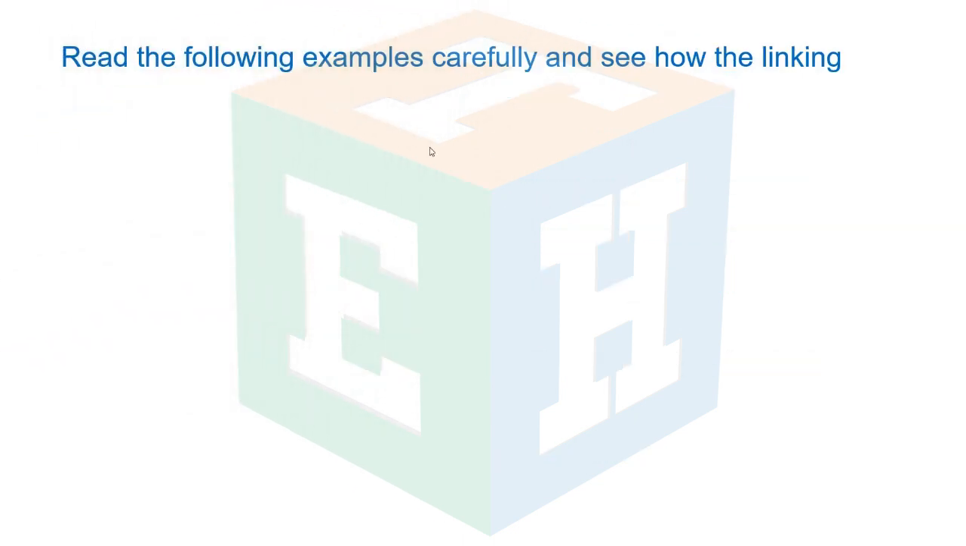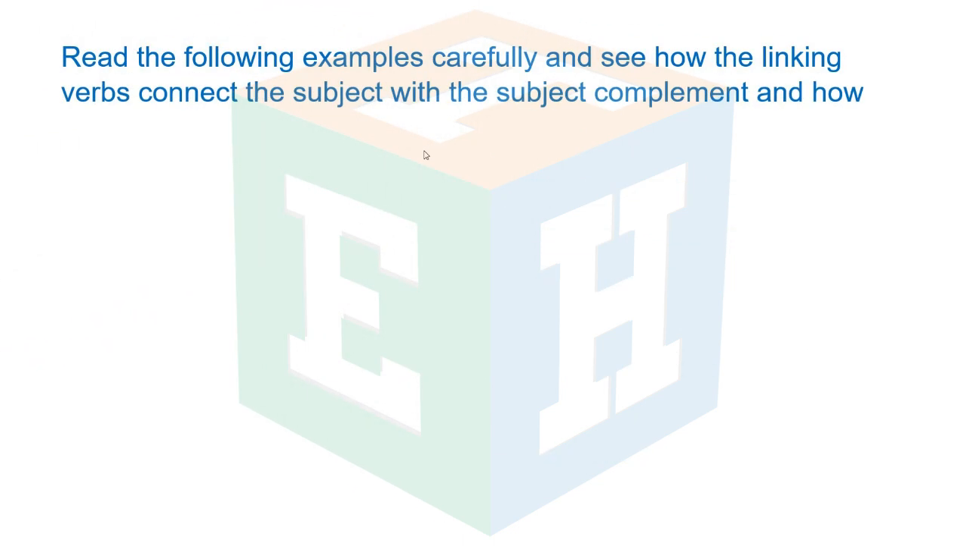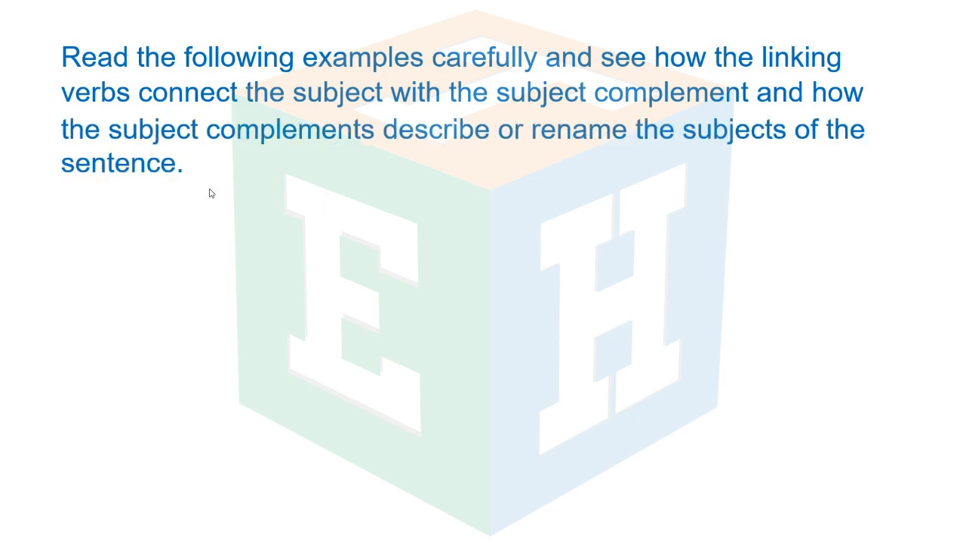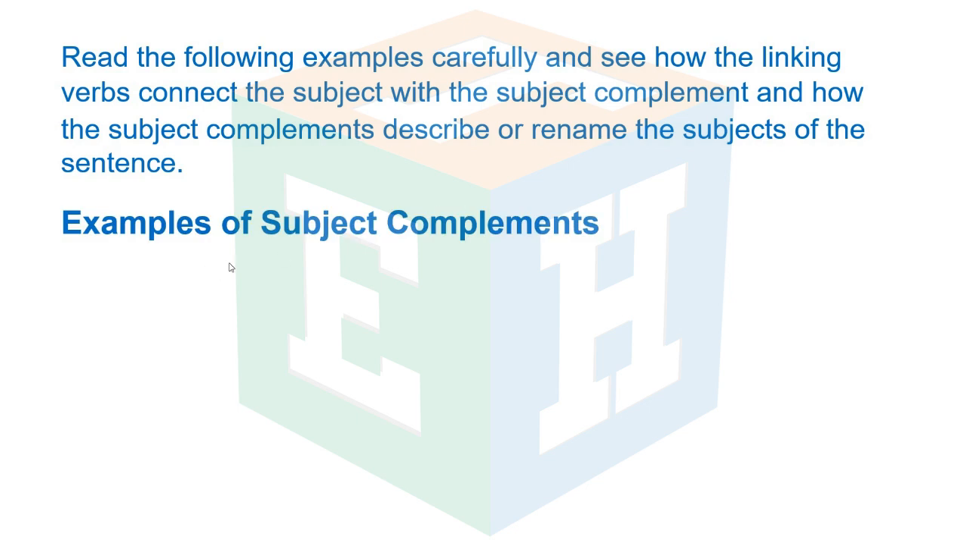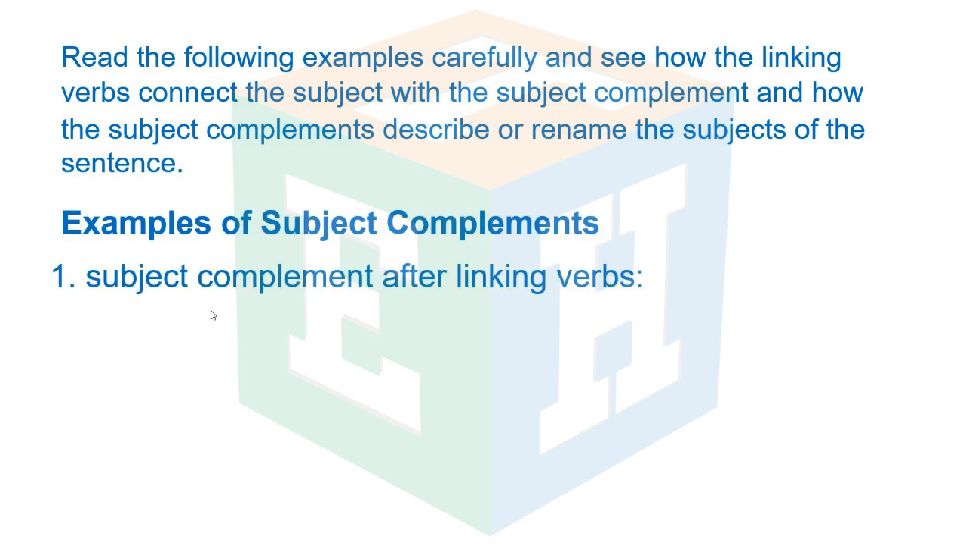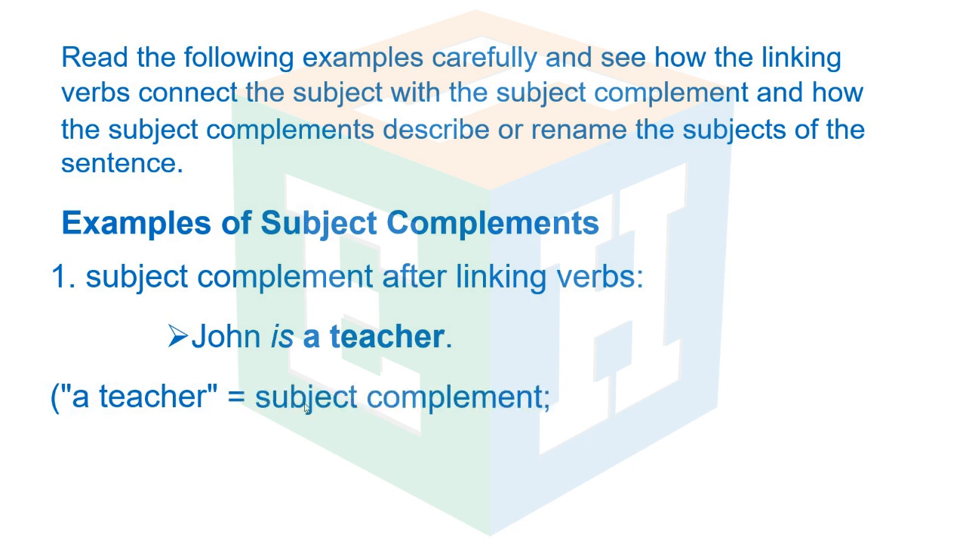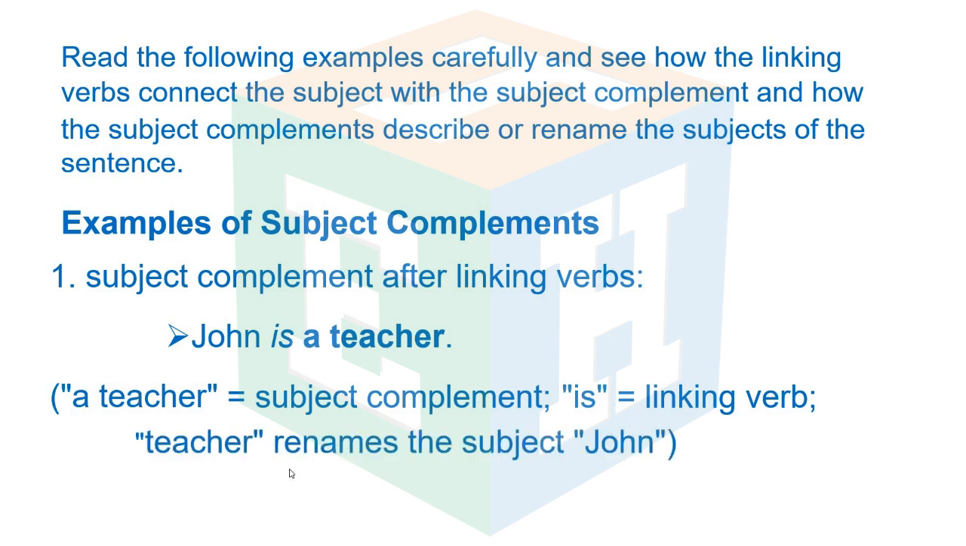Read the following examples carefully and see how the linking verbs connect the subject with the subject complement and how the subject complements describe or rename the subjects of the sentence. Examples of subject complements. Number 1, subject complement after linking verbs. John is a teacher. A teacher is a subject complement. Is is a linking verb. Teacher renames the subject, John.